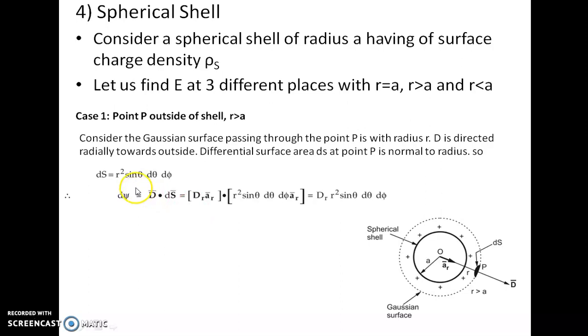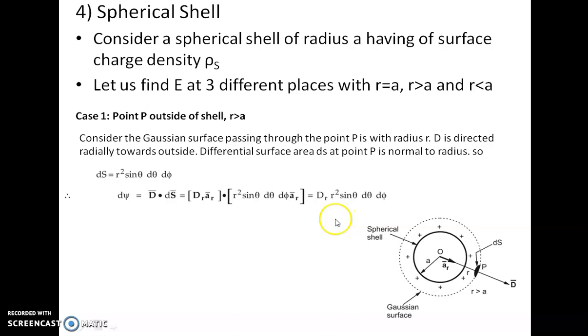Now according to Gauss law, d psi can be written as D dot dS. D is in the direction of the radius, so I can write the radial component D_r into the direction component a_r cap, dot r square sine theta d theta d phi into a_r cap. If you simplify this, you will get D_r r square sine theta d theta d phi, as a_r dot a_r cap is equal to 1.